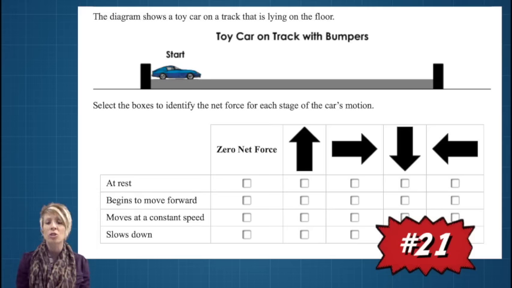So what I need you to do is to put a check mark for each section that you see here, whether it's at rest, when it begins to move forward, when it moves at a constant speed, and when it slows down. What would be the net force? Would it be zero net force? Would the net force be acting up? Would it be acting to the right? Would it be acting down? Or would it be acting to the left? Put your check marks in, and then we'll go on to the next question.